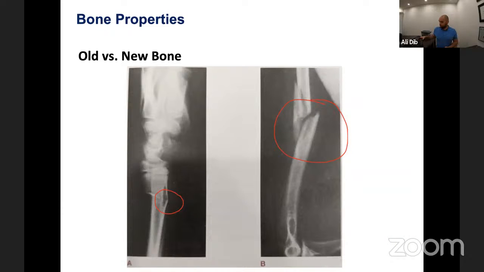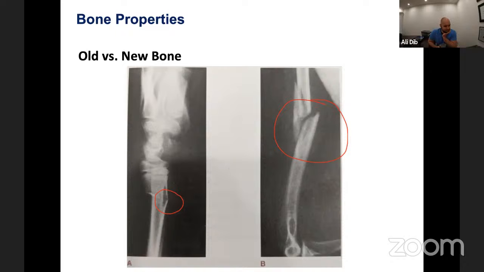So bone also changes over time. What we have here is an X-ray image of old bone versus new bone. I got this out of one of my textbooks that I read a couple of years ago. But you'll see a little bit of a difference between the two types of bone here. I circled where a fracture occurred between bone A and bone B.